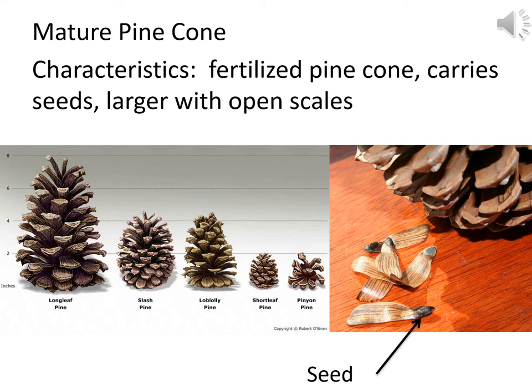Each of the scales does have a small seed, usually with a wing on it, so it'll flutter and hopefully fall a little further from the parent tree. Each of those scales does have a seed. There's probably 30 or 40 scales on each of these pine cones, so there's probably 30 or 40 different seeds on many pine cones. That way, hopefully one of them survives.